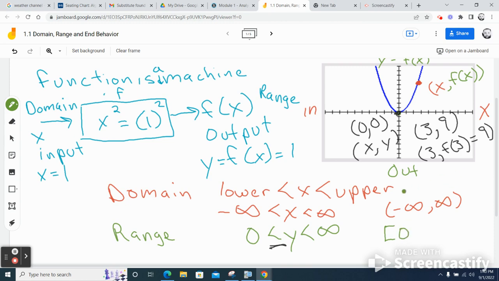Does that make sense? Why did I make a bracket instead of a parentheses? Because of this little line right here. I'm saying that y equals 0, and it goes all the way up to infinity. For infinity, you have to do the parentheses. Okay? How do we feel about that? What was the question we were trying to figure out a long time ago?